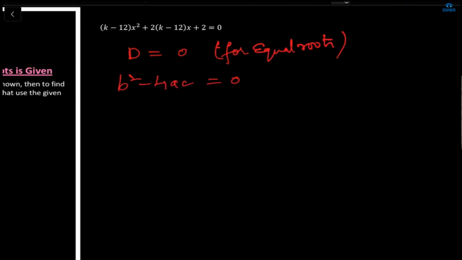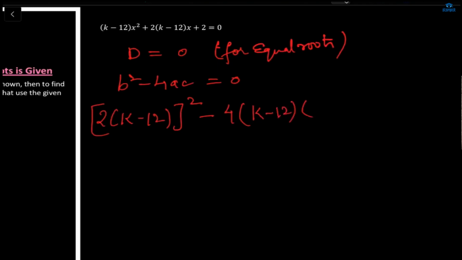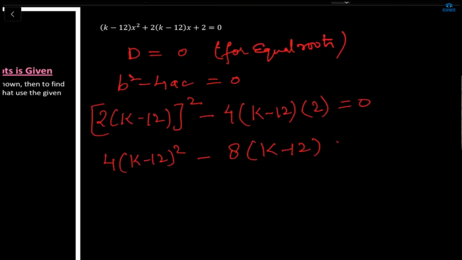Now, what will be the value of b here? The value of b is 2(k minus 12). This is the complete value of b square minus 4, the a value is k minus 12 and the c value is 12, is equal to 0. So 4(k minus 12) square minus 48(k minus 12) is equal to 0.